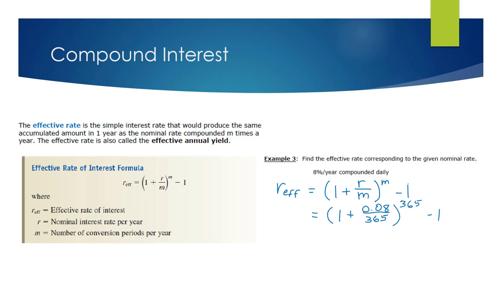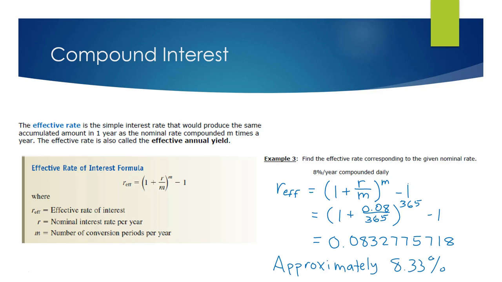When I plug those values in, r is 0.08, m is 365. And when I compute that out, I get about 0.0832775. Changing the decimal over and rounding off a little bit, it's approximately 8.33% interest. So this 8% interest per year compounded daily has an effective rate of 8.33% applied one time per year.